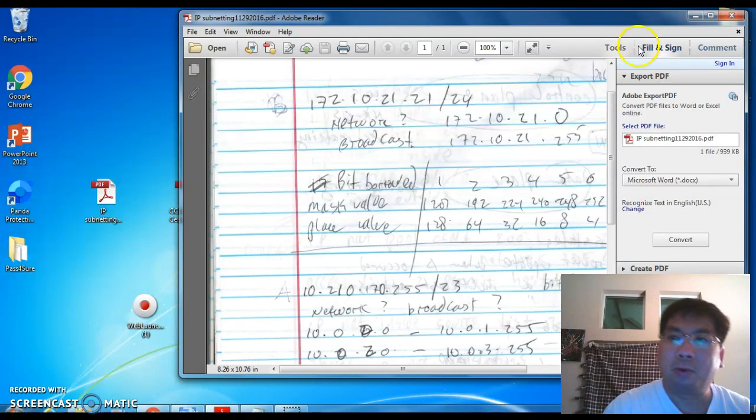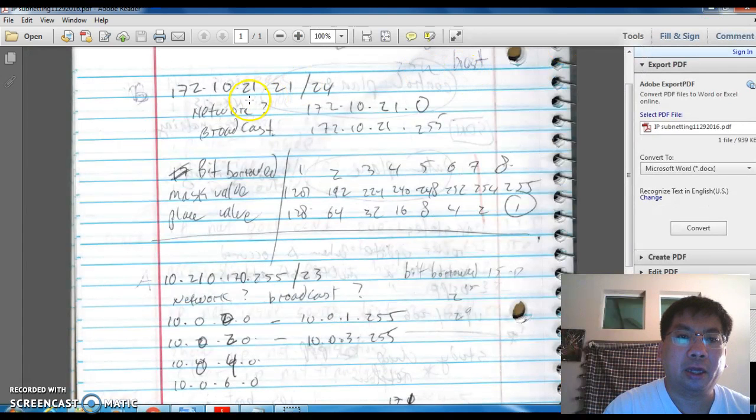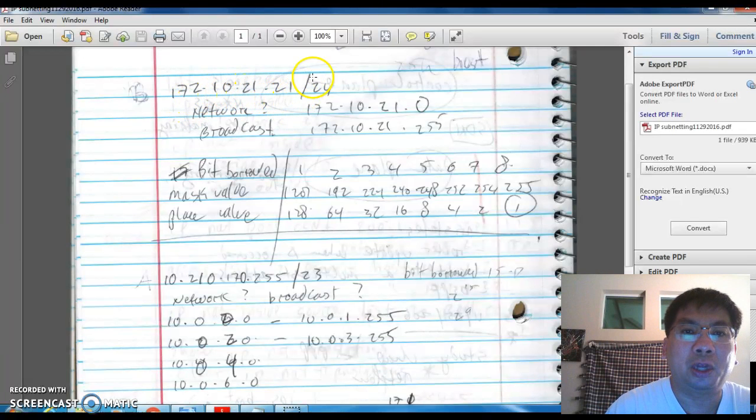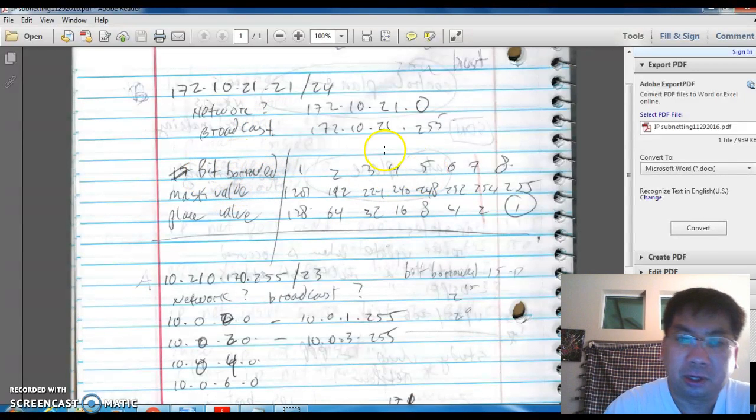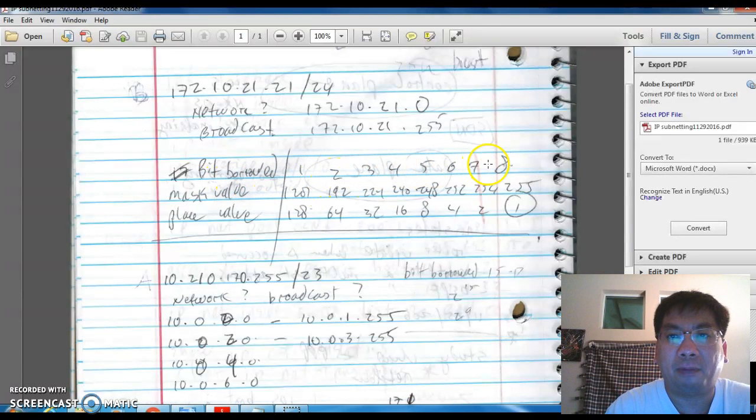Okay. When you have to solve this problem, 172.10.21.21/24, what is the network address and what is the broadcast address? Alright. You have to draw these tables, okay? For the bit borrow, you put 1, 2, 3, and so on up to 8, okay? Because in one subnet, there are 8 bits there, okay?